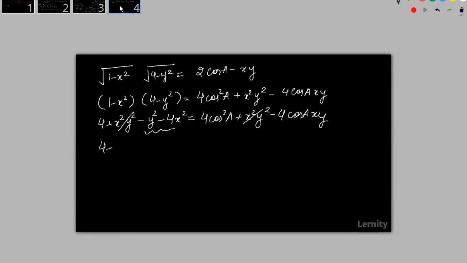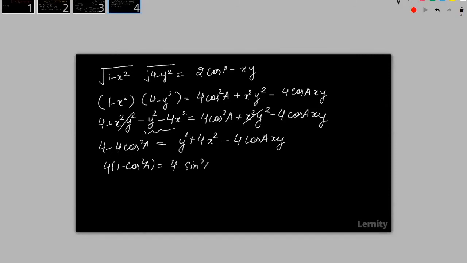So this is 4 minus 4 cos square a is equals to y square plus 4x square minus 4 cos a xy. So this will become 4 into (1 minus cos square a), so this will become 4 into sine square a, is equals to the thing which we have to find. Okay, let's check this.